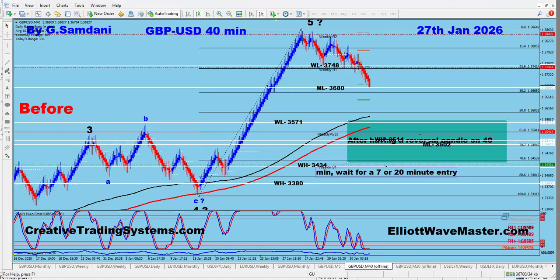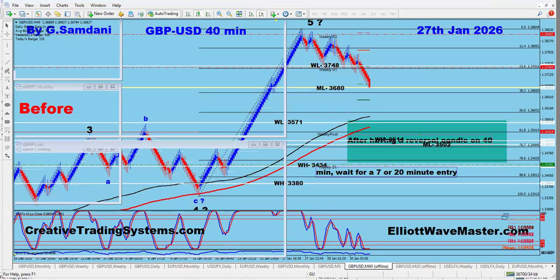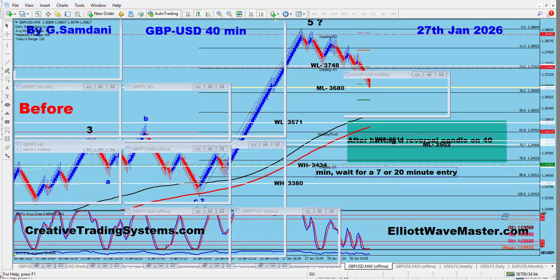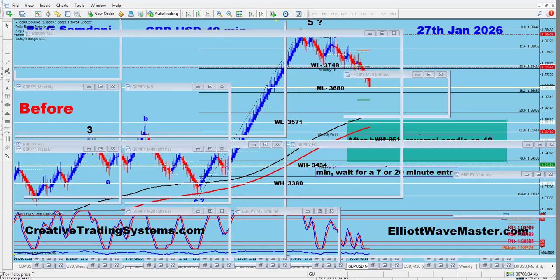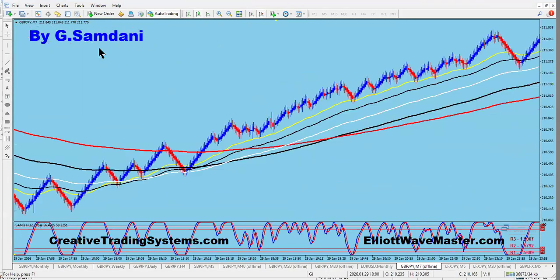Why I don't see a 7-minute chart here? Let me go somewhere else. Hold on. Okay. So pound yen chart, I have it here.